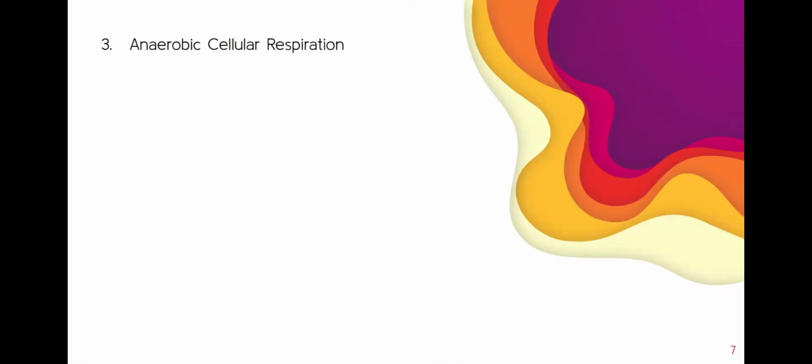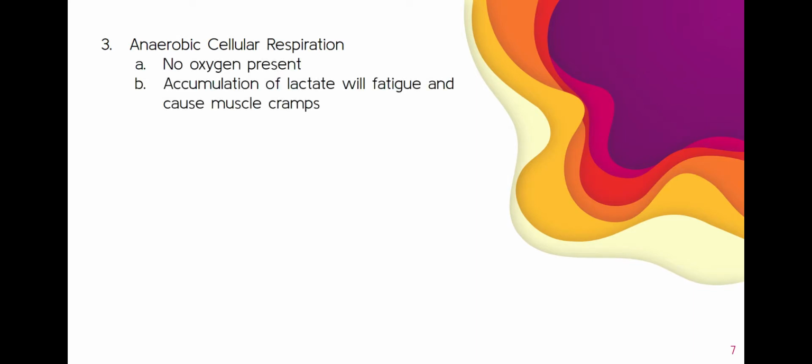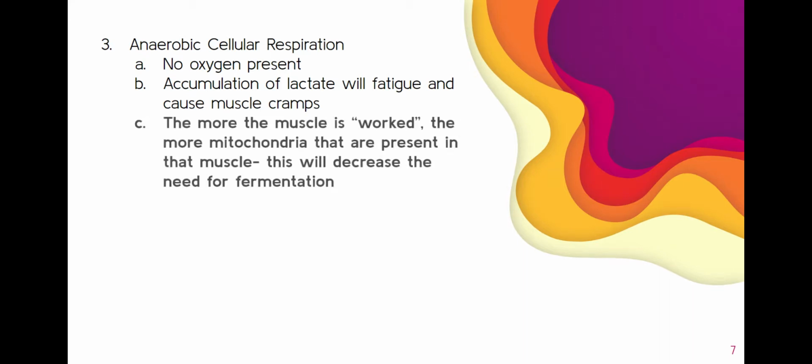Last, we have anaerobic cellular respiration, and this is when no oxygen is present, and we will accumulate lactate that will fatigue our muscles and cause muscle cramps. So over time, muscle fatigue will cause muscle cramps because of the lactic acid buildup.